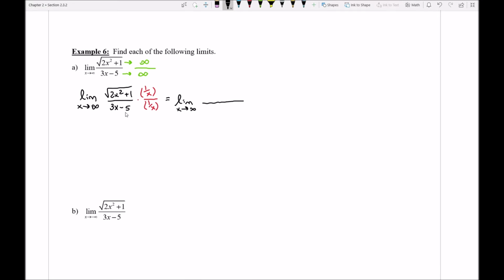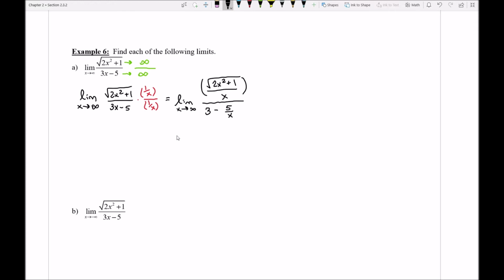Notice that in the bottom of the fraction, if I distribute and simplify right away, I'm going to get 3 minus 5 over x. However, in the numerator, things get really ugly. Look at this. 2x squared plus 1, and then all of that square root now has to be divided by x. So I'm going to put this in a set of parentheses just to make it more visually appealing.